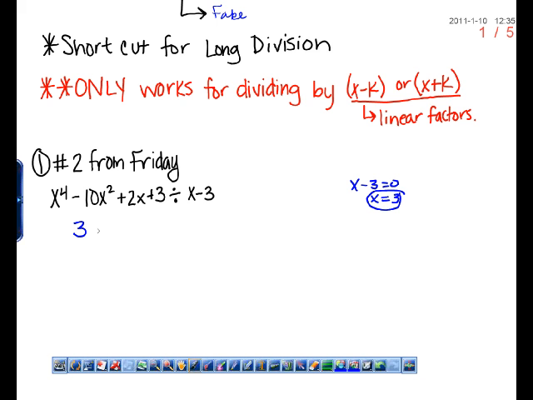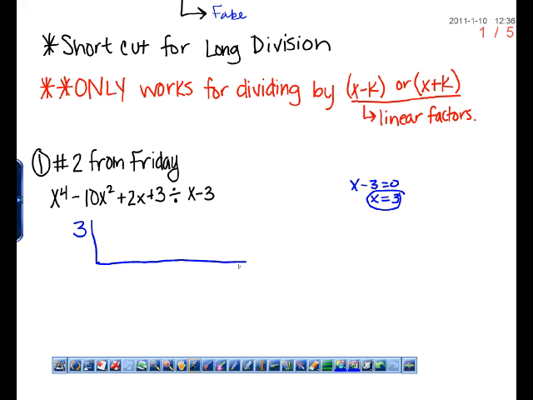Let me show you how to do that. And draw this long L looking thing. Leave yourself 2 lines with the L going down.